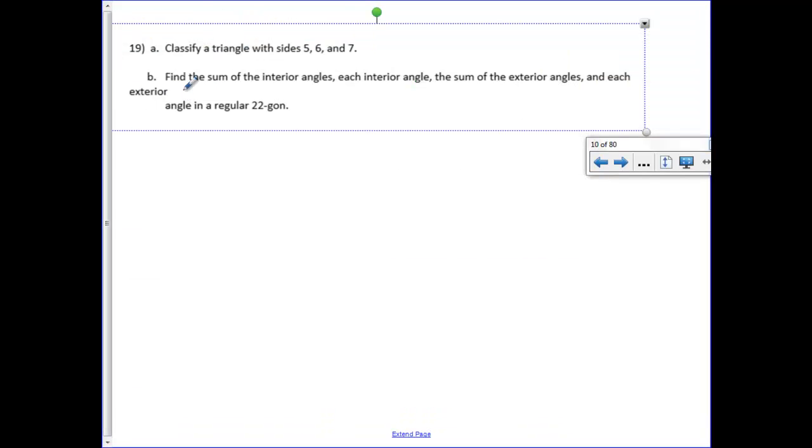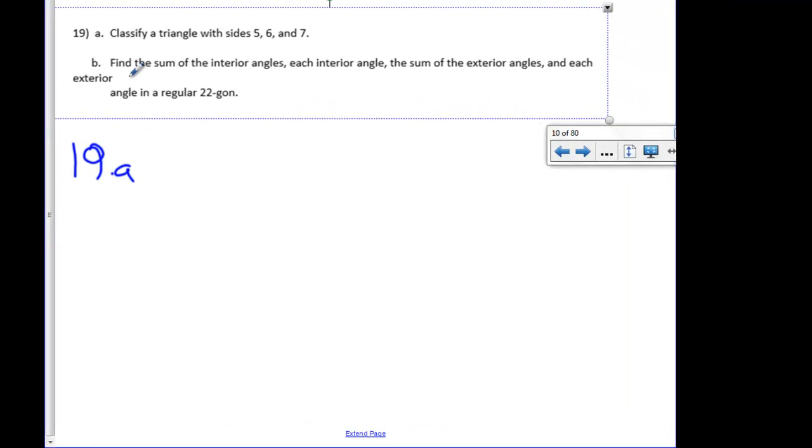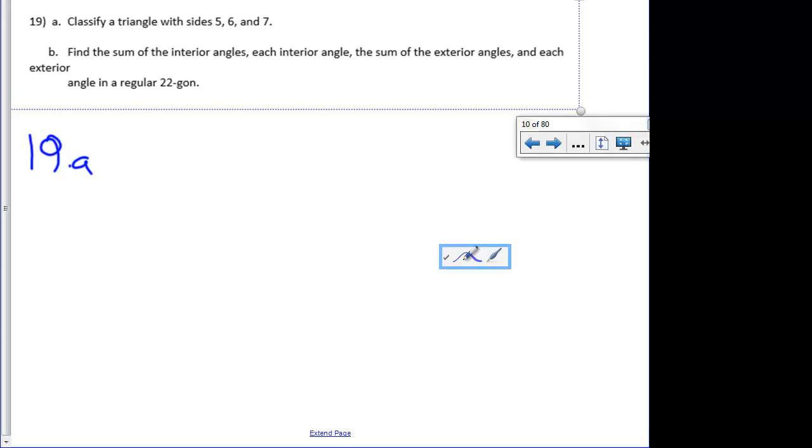Okay, 19A. Classify a triangle with the sides 5, 6, and 12. First of all, is it possible to have a triangle with these side lengths? We can determine that by taking the smallest two values, 5 plus 6, adding them together, and will they be greater than 7? Yes. Because the smaller two values are greater than the largest value, we know it's possible to make a triangle.